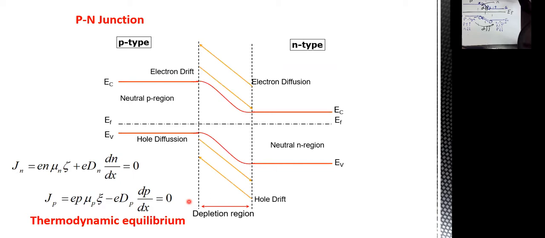Is it possible to plot the carrier concentration in this p-n junction? What I mean by carrier concentration is the electron concentration n and the hole concentration p. Is it possible to plot this carrier concentration? Let me show you how we can plot the carrier concentration in this example.